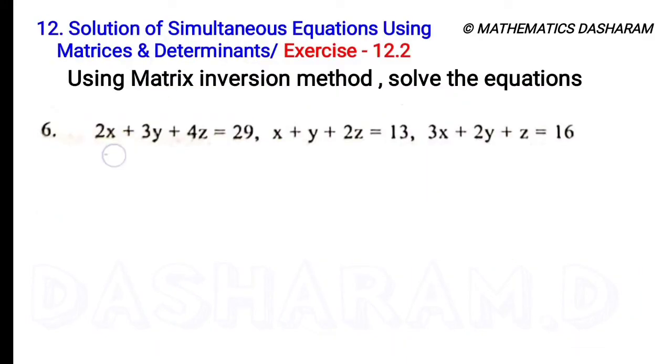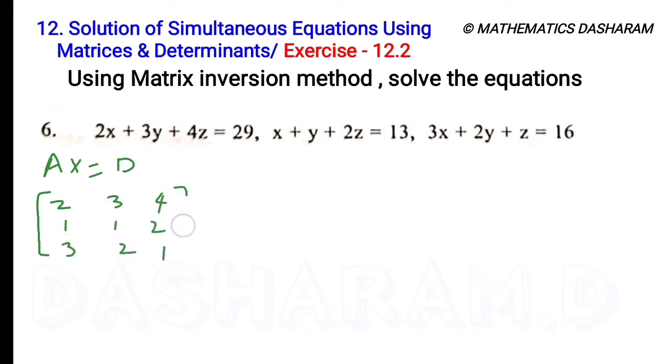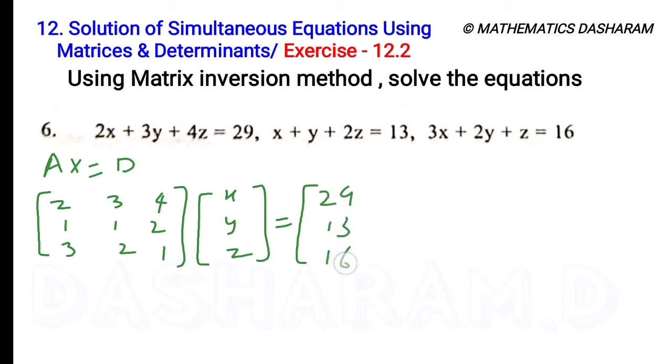Sixth question: 2x plus 3y plus 4z equals 29, x plus y plus 2z equals 13, 3x plus 2y plus z equals 16. The matrix notation form is AX equals D. The matrix A equals the coefficient matrix, so 2, 3, 4, next 1, 1, 2, next 3, 2, 1, into X means the variable matrix, so that is X, Y, Z. Next D means the constant matrix, so 29, 13, 16.